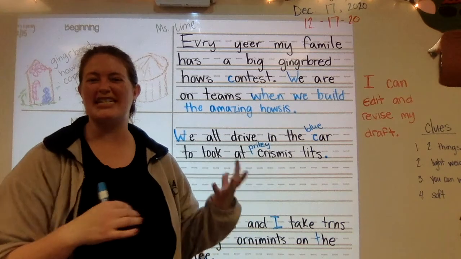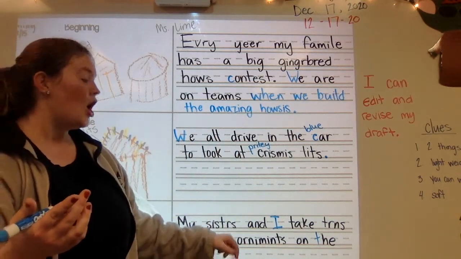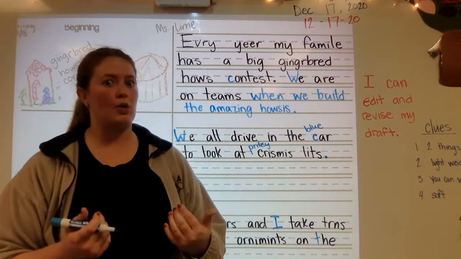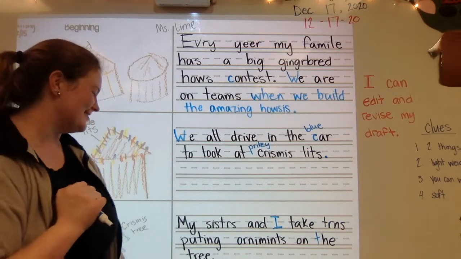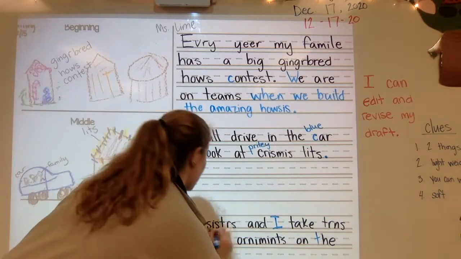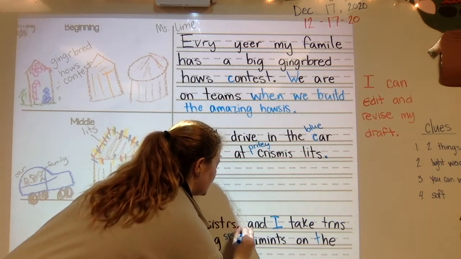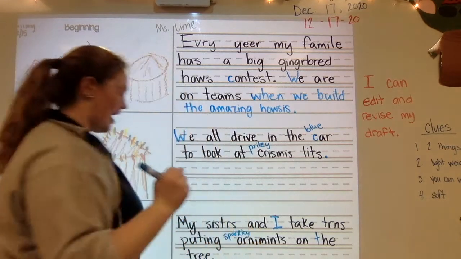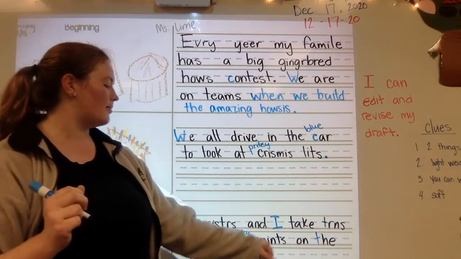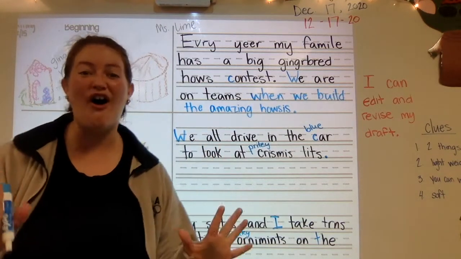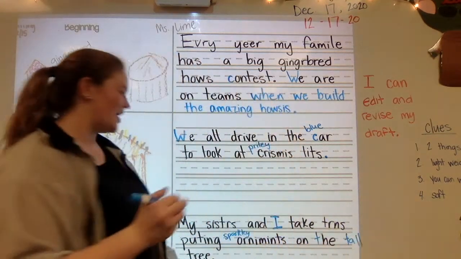Maybe I could put some more details in here so I could really get a good idea. I could say we're putting the sparkly ornaments, because our ornaments are really, really sparkly, because you know Miss Lime loves her glitter and her sparkles. Yeah, I'm going to add the word sparkly. My sisters and I take turns putting sparkly ornaments on the tall tree. Yeah, those are some good adjectives that I'm adding.